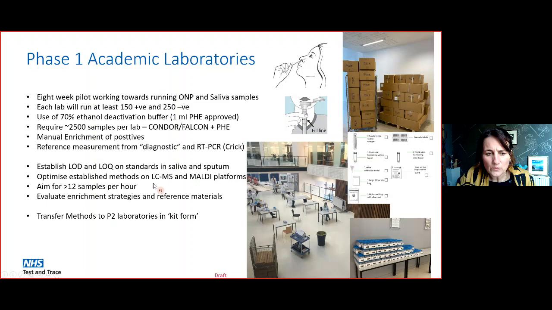The aims of the phase one labs are to establish limits of detection and limits of quant on standards in saliva and sputum, and then to optimise established methods, that's established in the last 5 months, on LC-MS and MALDI platforms.